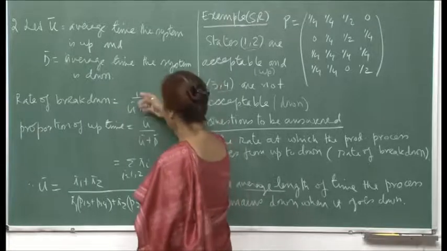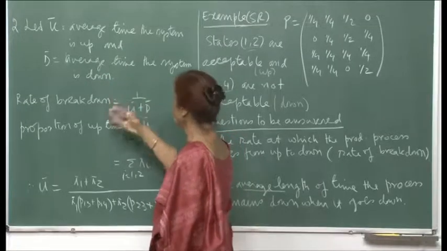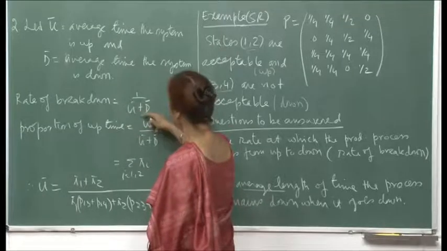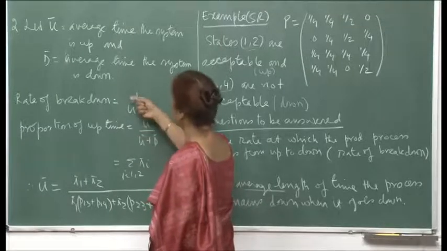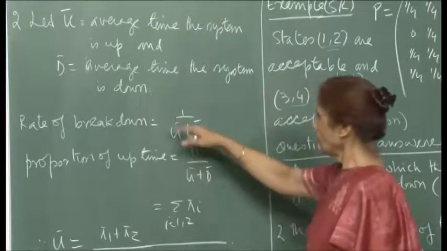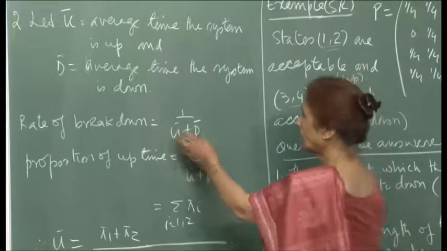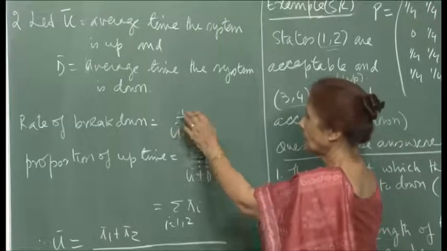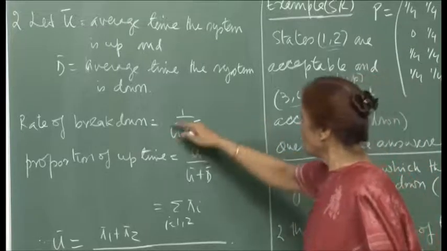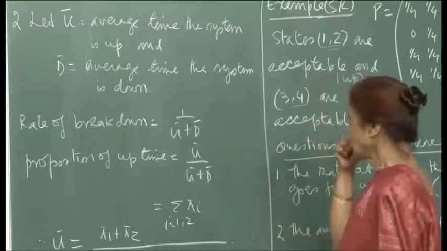Then your rate of breakdown is, now we are redefining it. Then we will make the equations and try to find out u bar and d bar. This is the idea. So, rate of breakdown is 1 upon u bar plus d bar, because this is the average time it is up and the average time it is down. So, one breakdown at the rate of 1 upon u bar plus d bar, because this is the total average time when it is up and then down. So, one breakdown for this much period, one breakdown for this much period, and therefore, the rate is 1 upon u bar plus d bar, right.